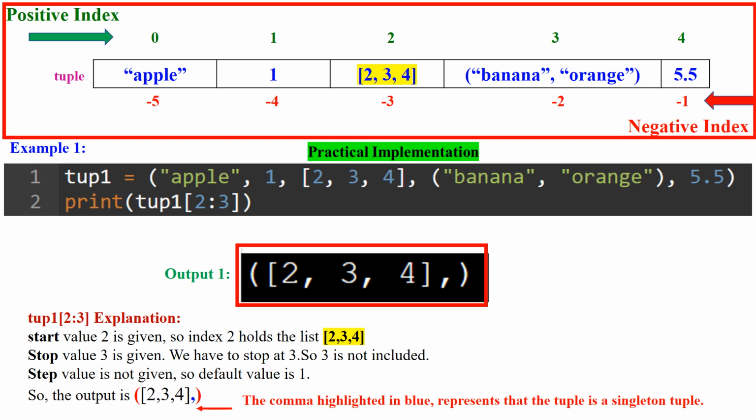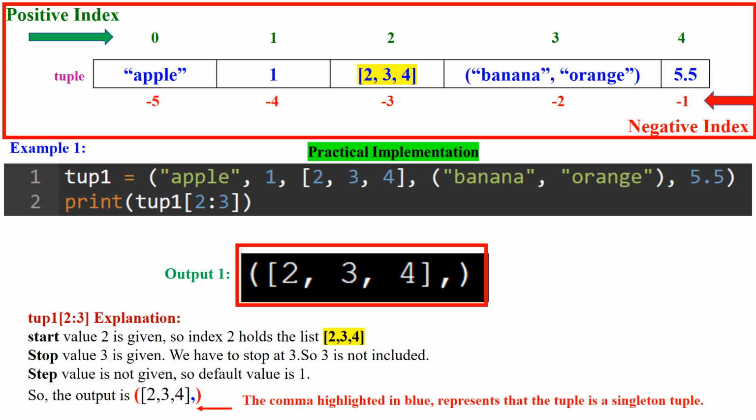Let's see some examples. Example 1. A tuple with elements of different data types is given. Now look at the top picture. Here, I have marked the positive indexing and negative indexing for this tuple. Positive indexing means forward direction. Look at the green arrow in forward direction and follow with me.